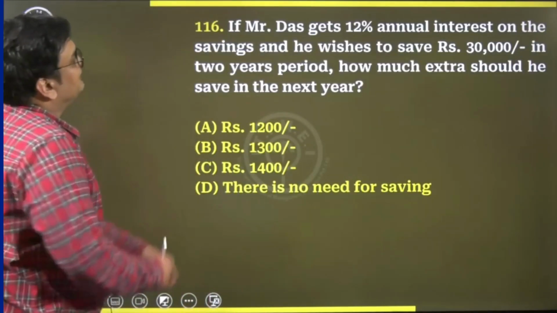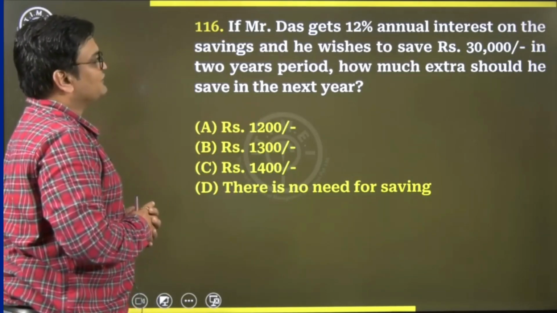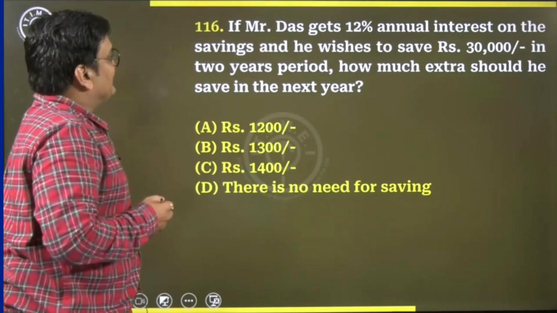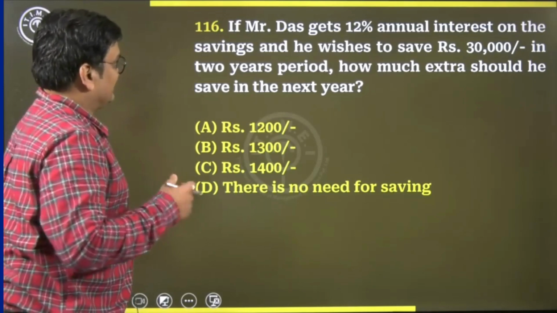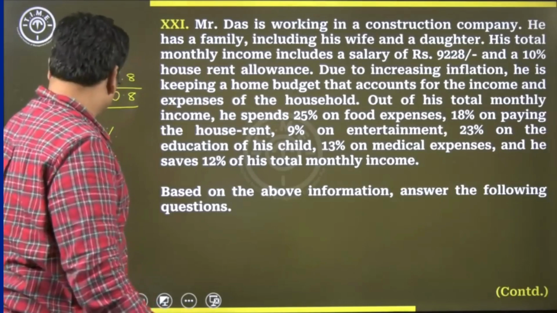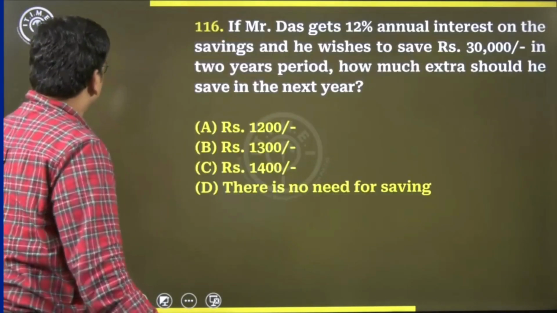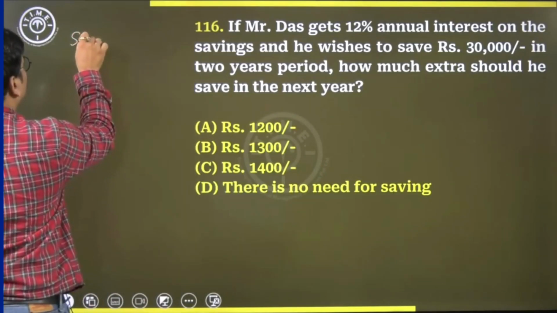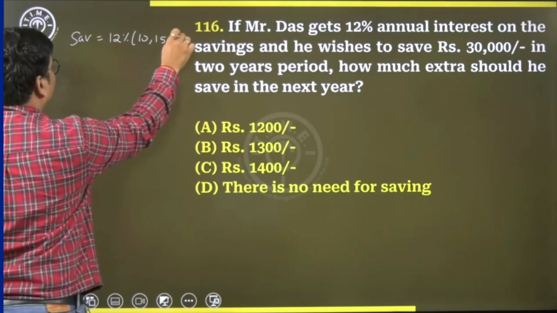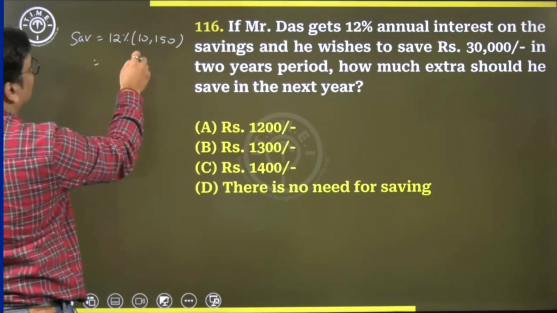Next one. If Mr. Das gets 12% annual interest on the savings and he wishes to save 30,000 in 2 years period, how much extra should he save in the next year? How much extra? Now, savings, if you will see, is 12% of this value per month. So savings per month is 12% of 10,150.8. I am ignoring the 0.8. So what will be 12% of this?